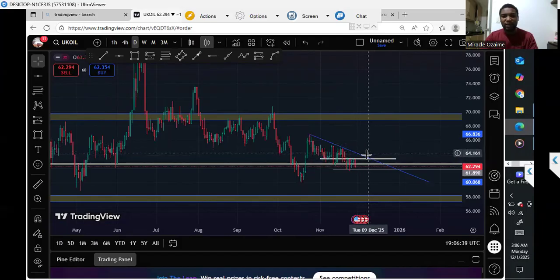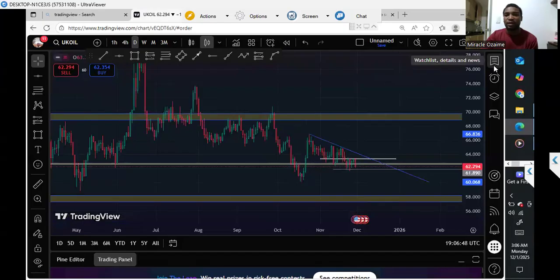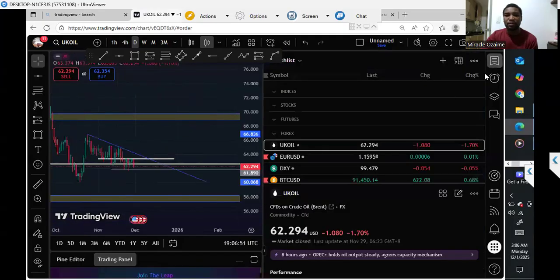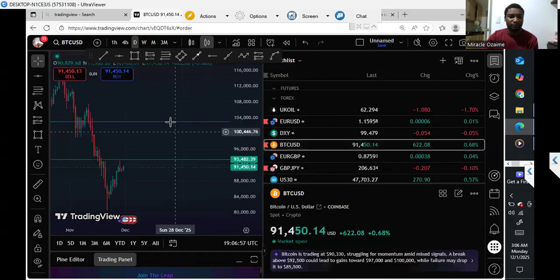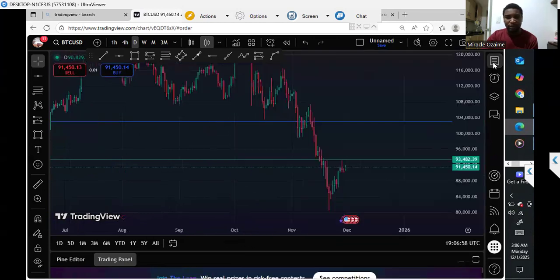above this area, I'm going to buy the market. And once I see a break below this area, I'm going to sell the market. That's for Brent. Then the next pair that I'm going to be looking at, my thought process around BTC.